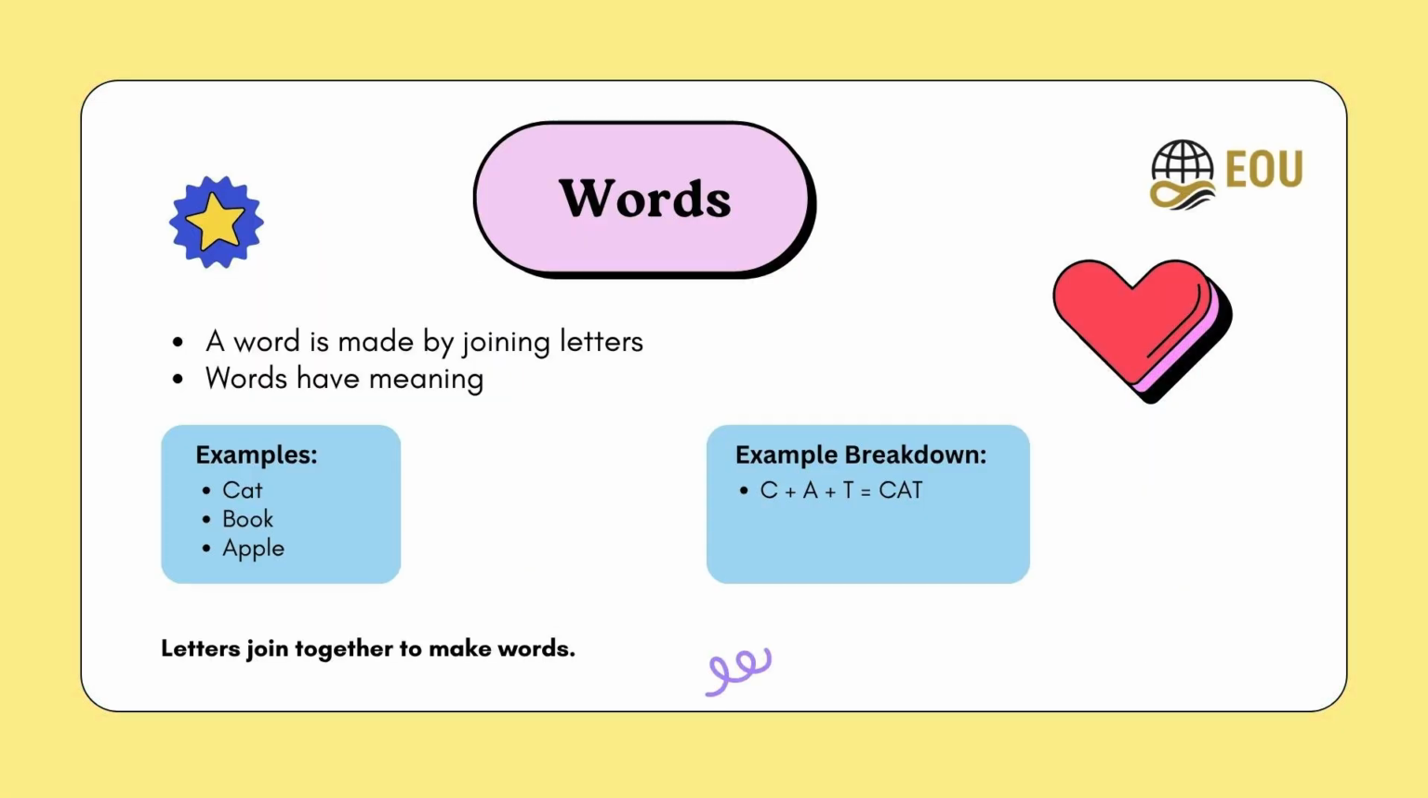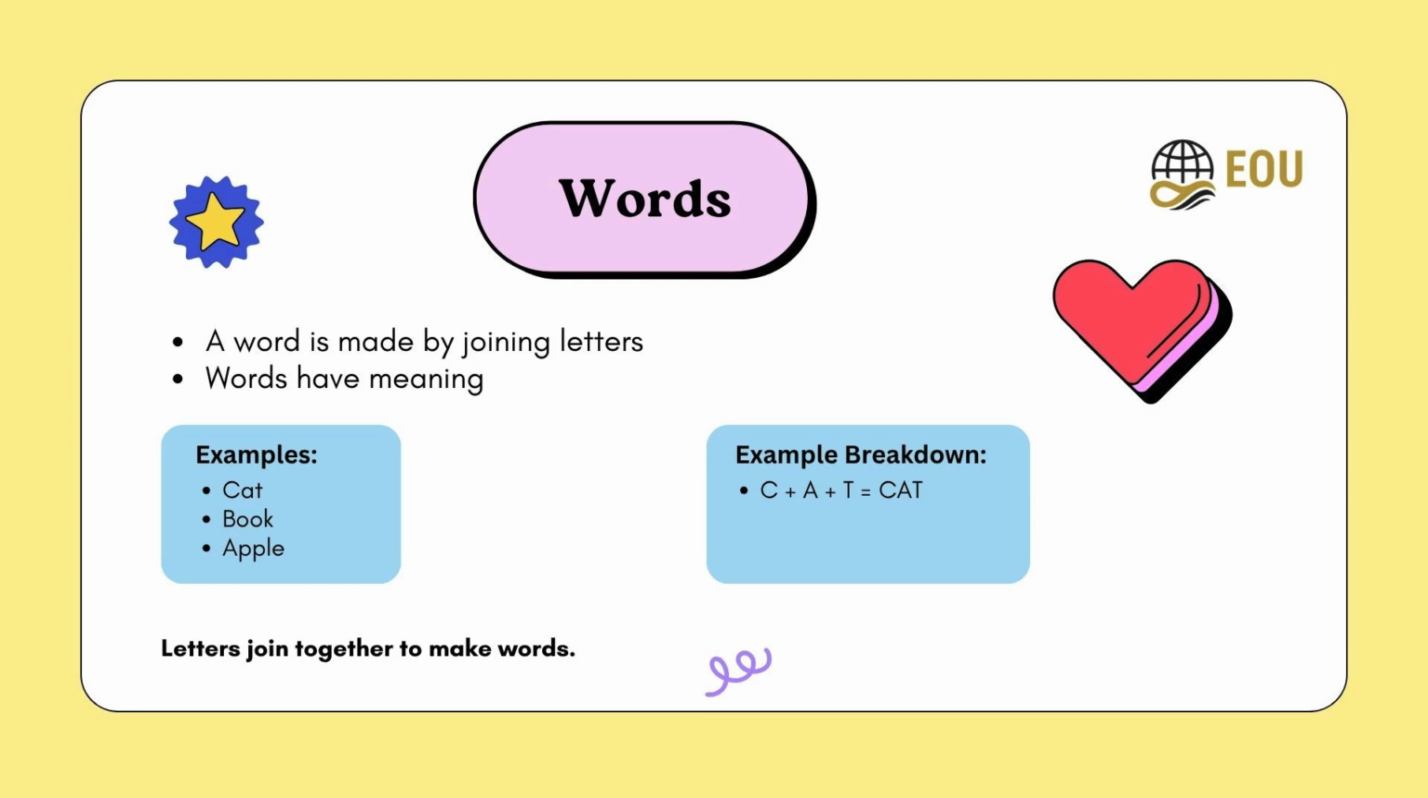Now let's learn words. A word is made by joining letters, and words have meaning. Look at these examples. Cat, book, apple. Now let's break one word. C plus A plus T equals cat. See? Letters join together to make words. Now can you spell the word apple with me?